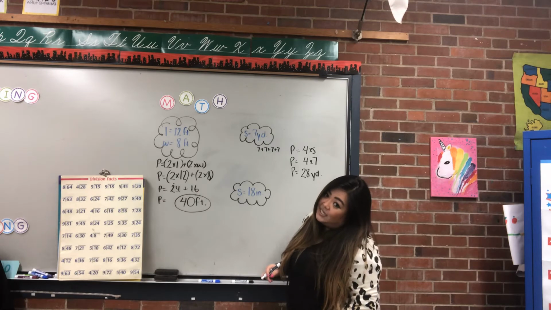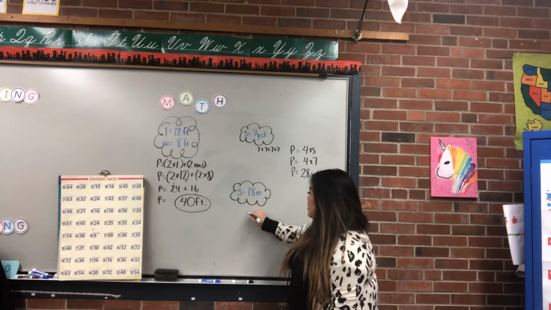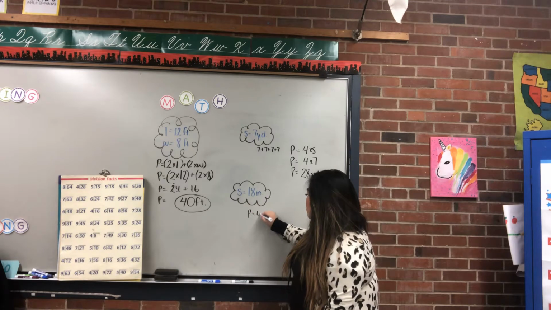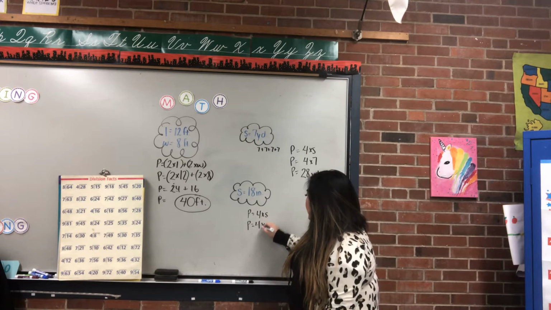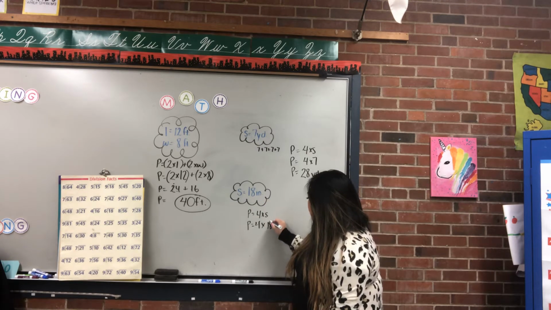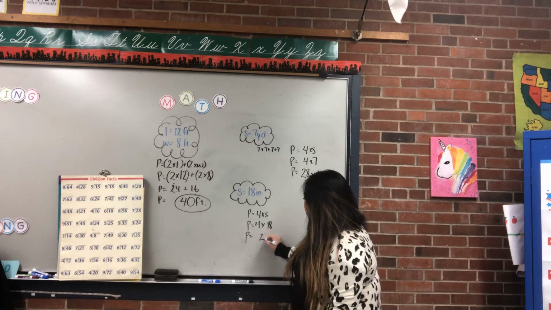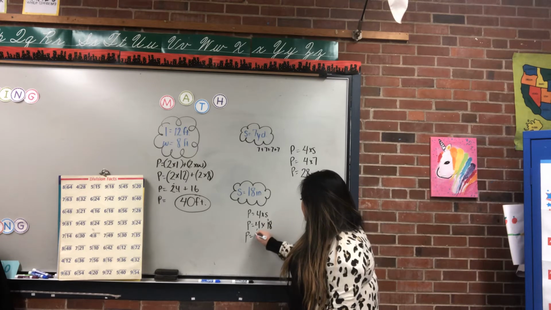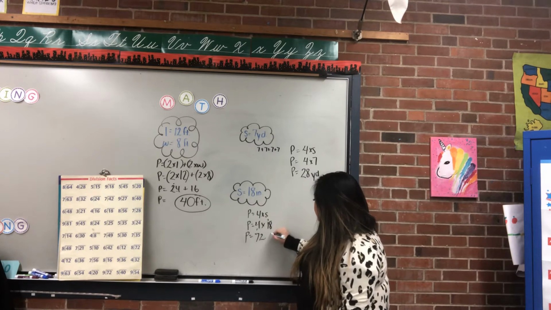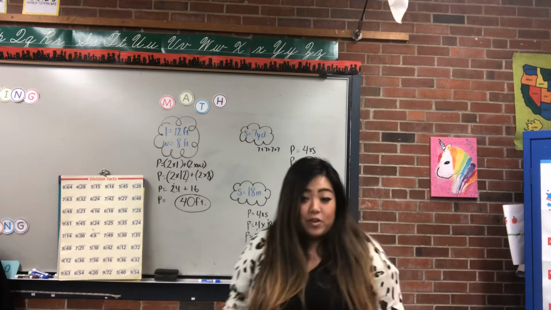This one's a lot easier than the perimeter of a rectangle. Now look at this one. P equals 4 times S. P equals 4 times 18, and then P equals 72 inches. That is our formula for a square.